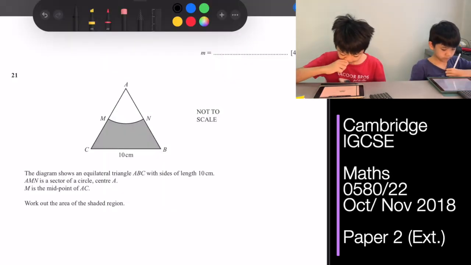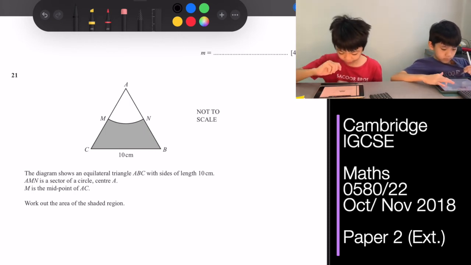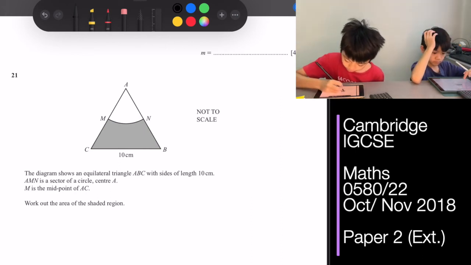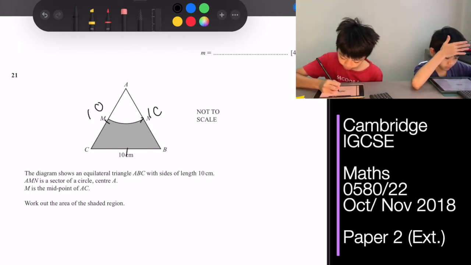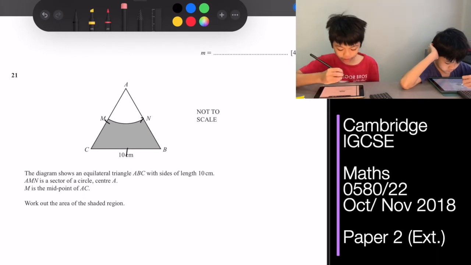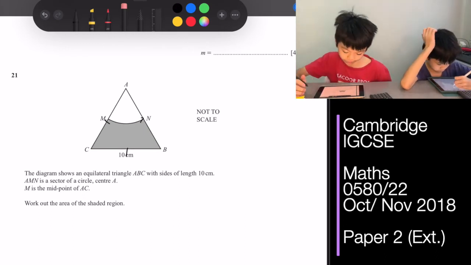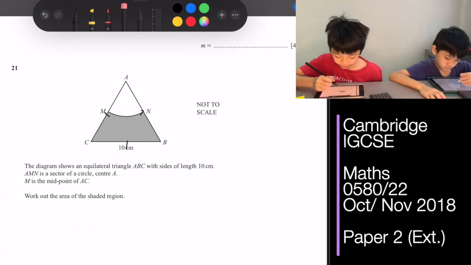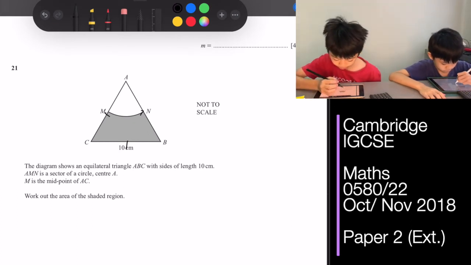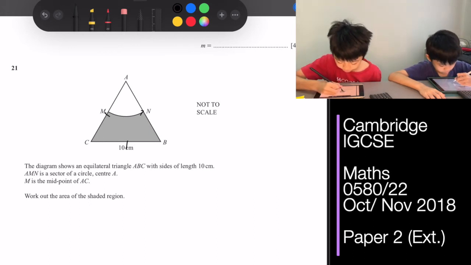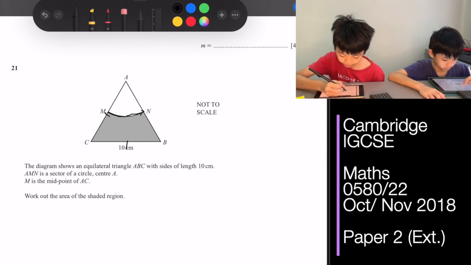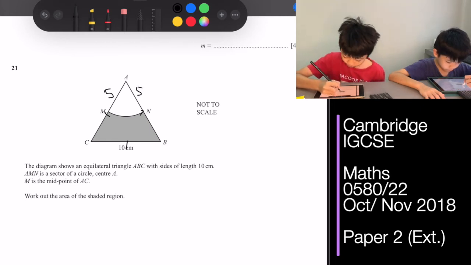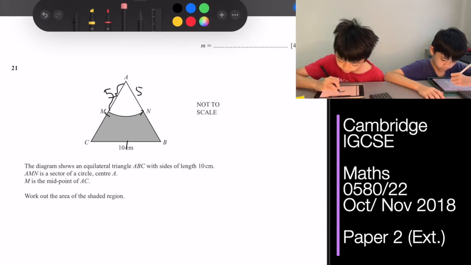Okay, next question 21. The diagram shows an equilateral triangle ABC with sides of length 10. AMN is equilateral first. All of them are equal, so this is 10 and 10. Next, AMN is a sector of a circle, centered at A. Work out the area of the shaded region. Since it's a sector, wait, hold on. This is a sector, and this is a radius. M is the midpoint of AC, meaning 10 divided by 2 is 5. So the radius is 5.